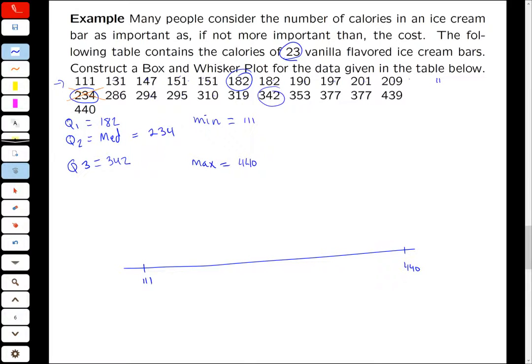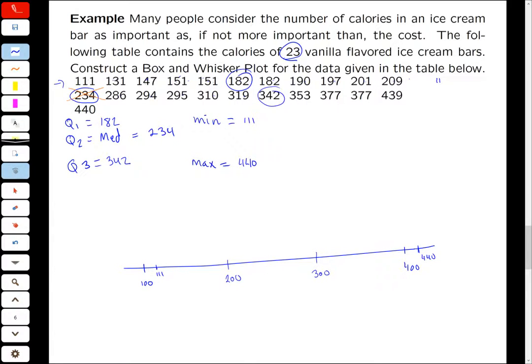Now I need 182, 234, and 342. So if I think about 100, draw this, this would be about 200. This is going to be about 300. I'm going to change this to be 100 down here and 400 up here. So then 440 is just going to be a little bit beyond that, and 111 is going to be a little bit beyond that.